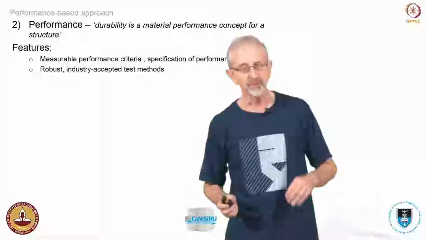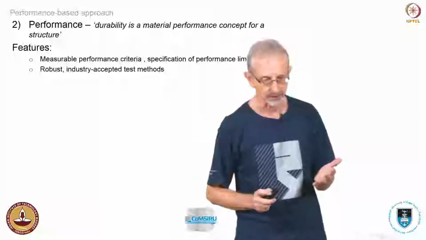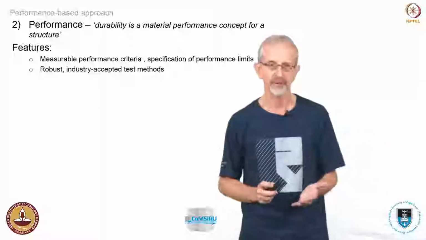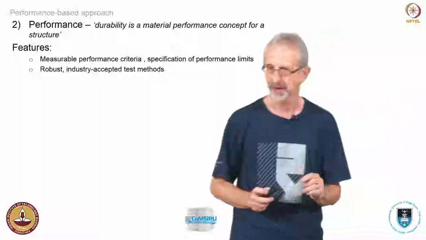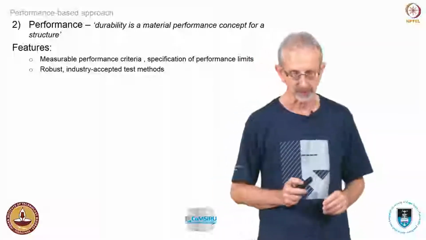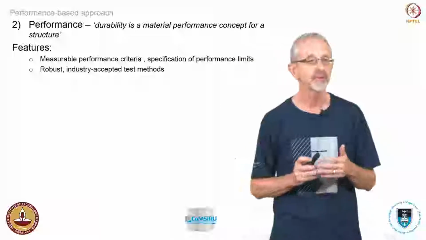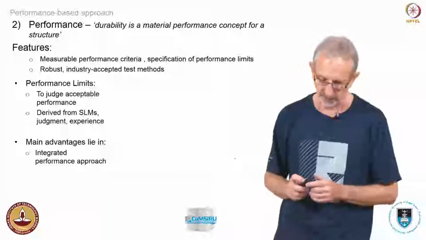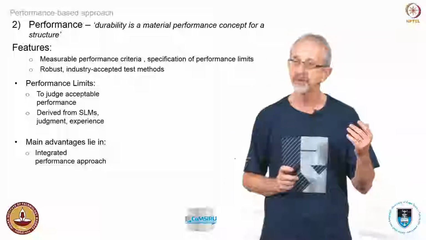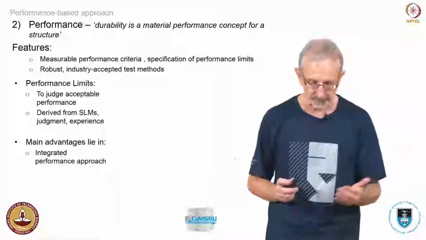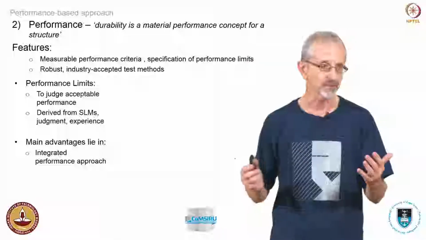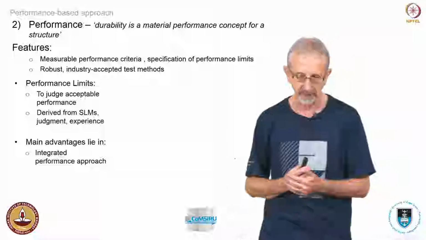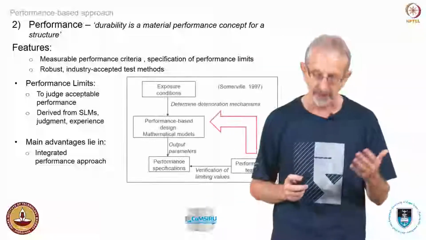Okay, so if we move away from prescriptive to a performance approach, where durability becomes what we call a material performance concept, then what we need are the following things. We need measurable performance criteria. How do we specify an actual performance criterion? Specification of performance limits. What limits will we work with? We need, of course, test methods. This is the big thing that we often do struggle with, test methods. Then we need performance limits, as I've said, to judge acceptable performance. These have to be derived not just from some sort of thumbsuck, but from proper models like service life modeling. Judgment can come in, of course. And in this way we can get what we call an integrated performance approach.